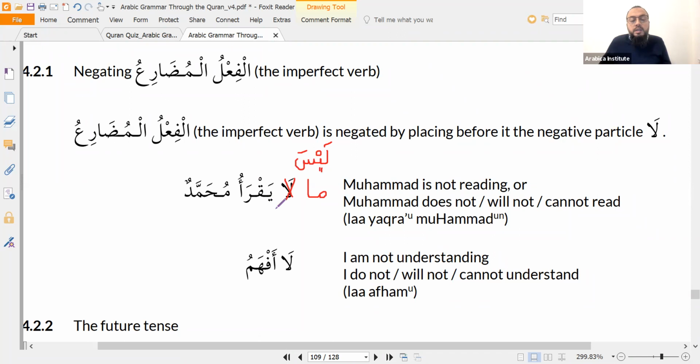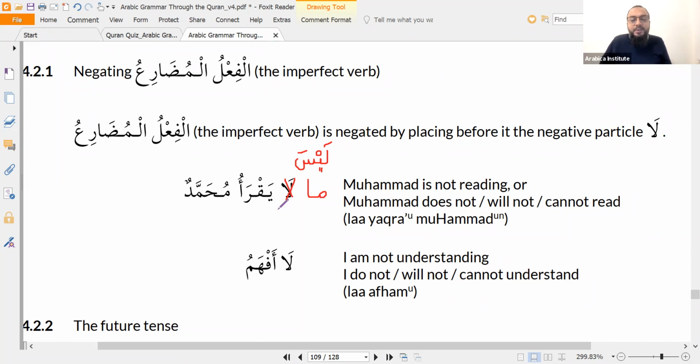So if I say aqra'u, how would I say I can't read using la? La aqra'u, good. Say I can't read using ma. Ma aqra'u. Say I can't read using laysa. Lastu.